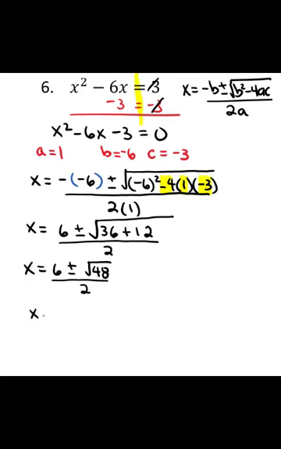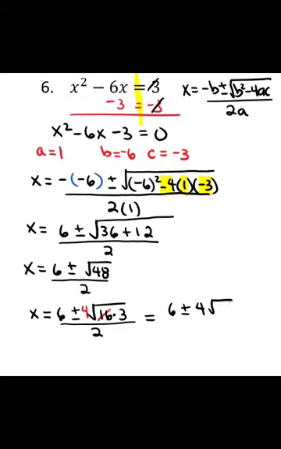And then we're going to simplify the radical, because 48 has a multiple of 16. 16 times 3 is 48. And then we're going to take the square root of 16. Square root of 16 is 4. So this really becomes 6 plus or minus 4 square root of 3, all divided by 2.